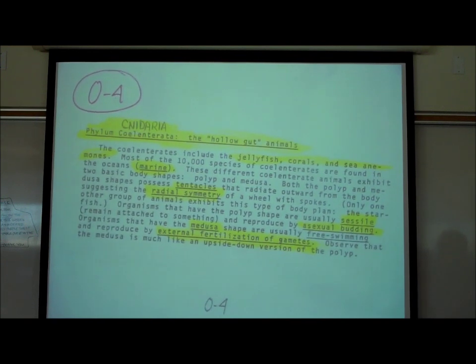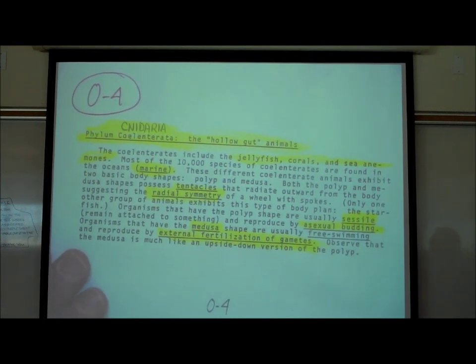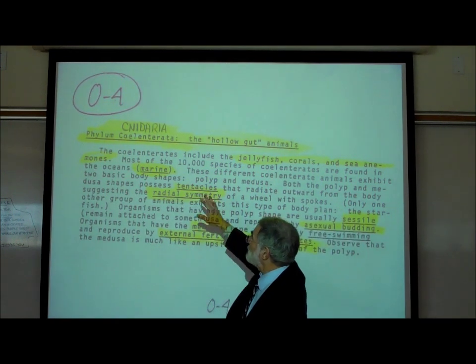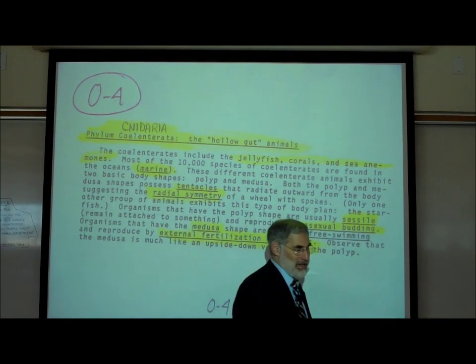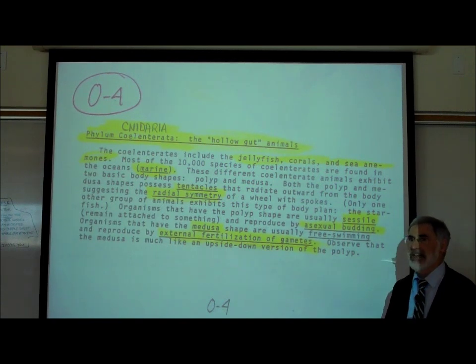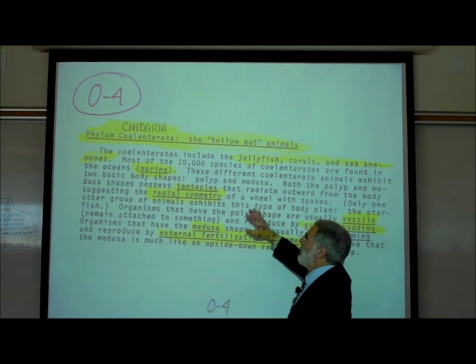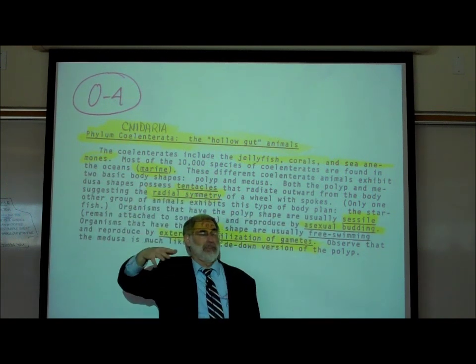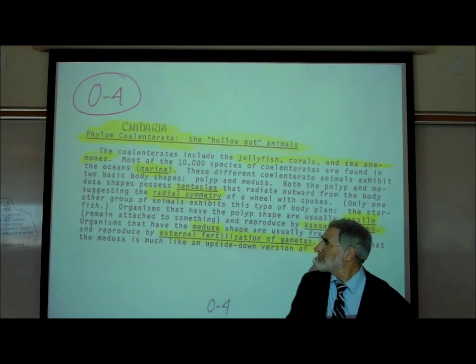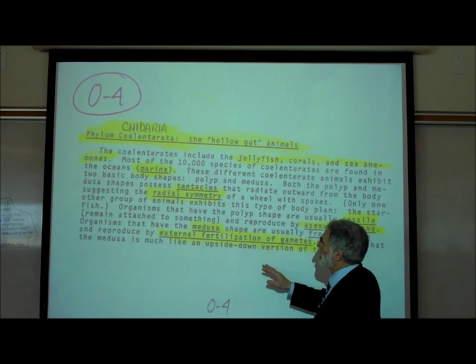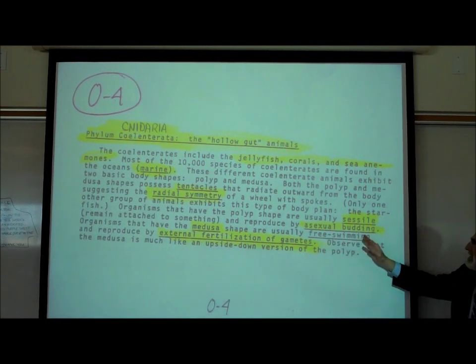Now, who are they? They are the jellyfish, the corals, the sea anemones. There's 10,000 species of them, and I'm only going to cover about 8,390. No, we're just going to mention a couple, as we always do. They are all marine. What does marine mean? They live in the ocean. And they are characterized by having tentacles, radial symmetry, and then I mentioned some other characteristics.